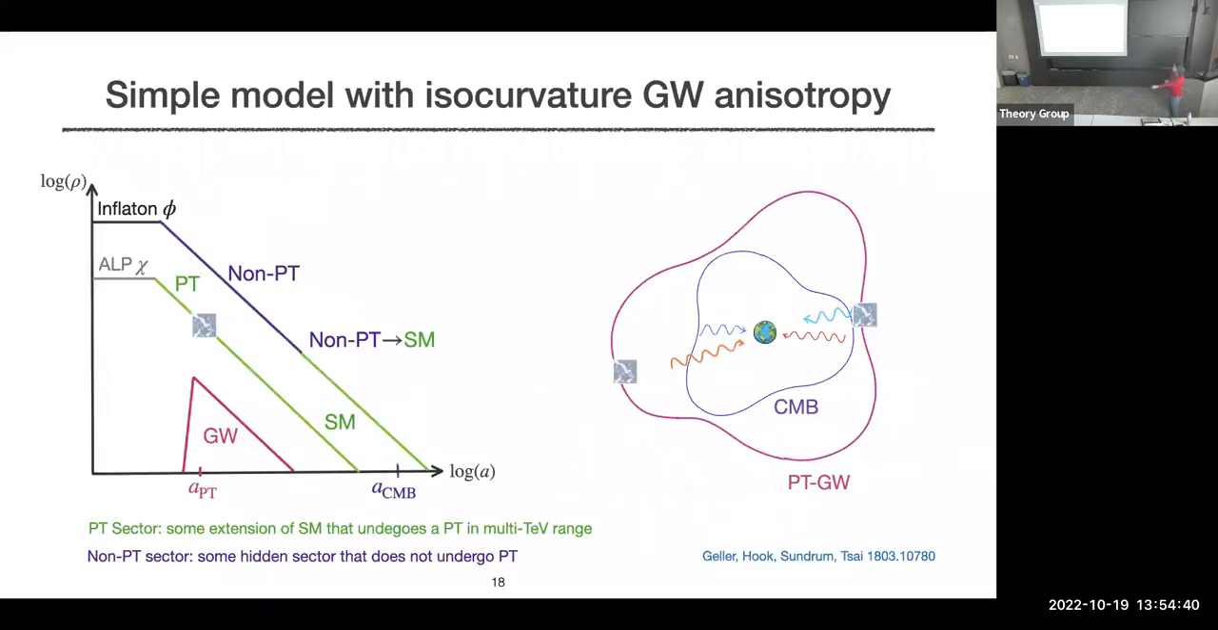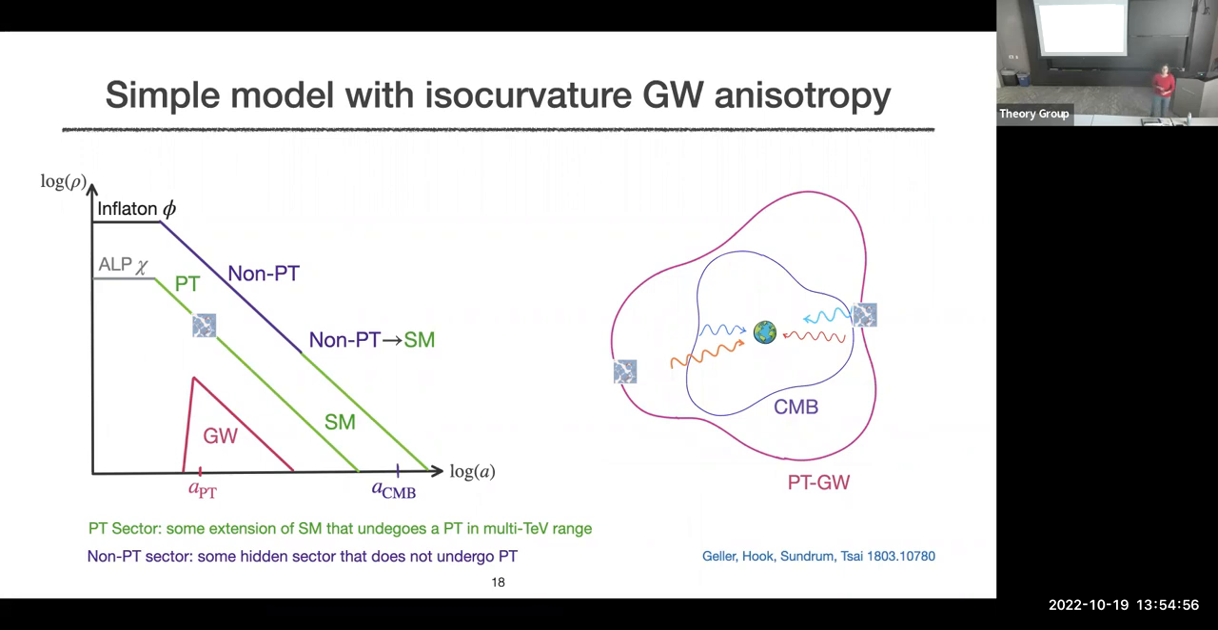So with this we can construct a simple model which gives us our isocurvature gravitational wave background. And in this picture, it's easier to think about these scenarios in terms of diagrams of energy density versus time.